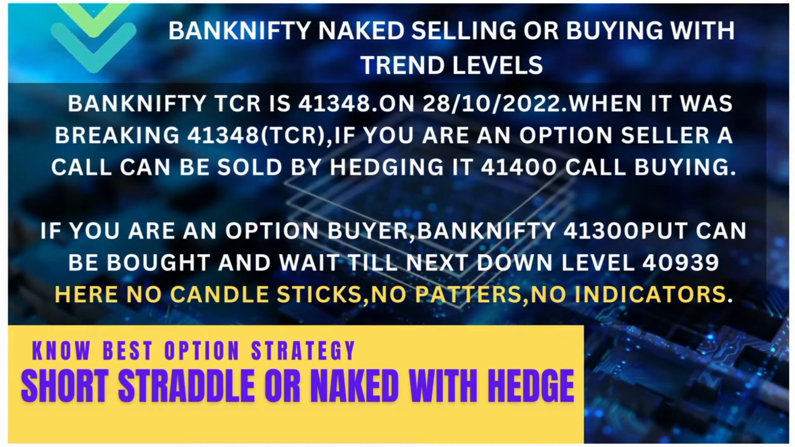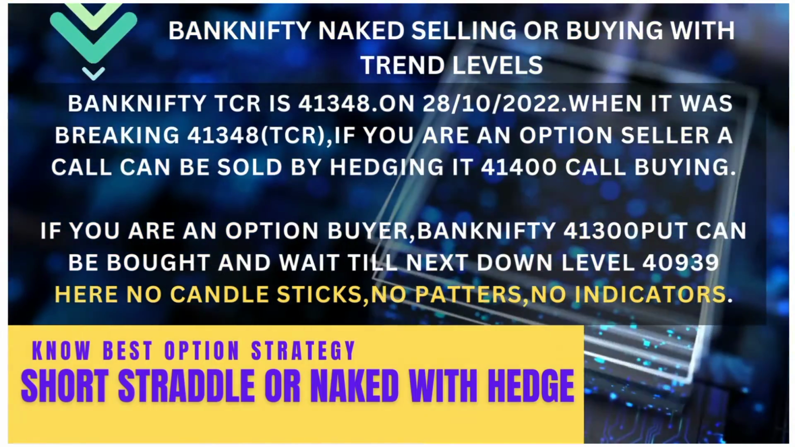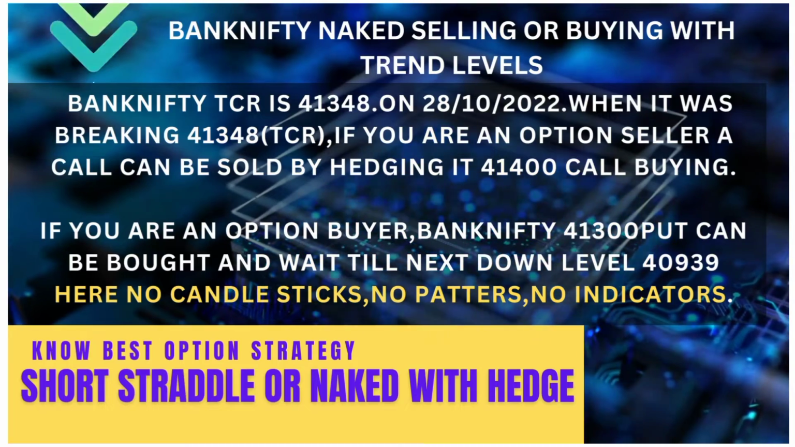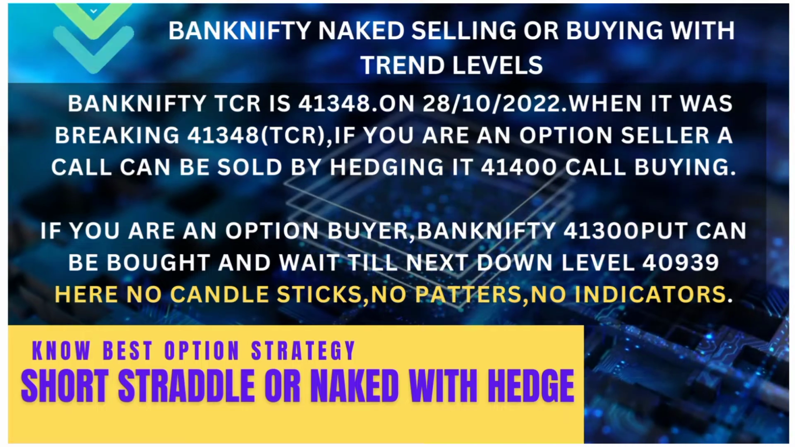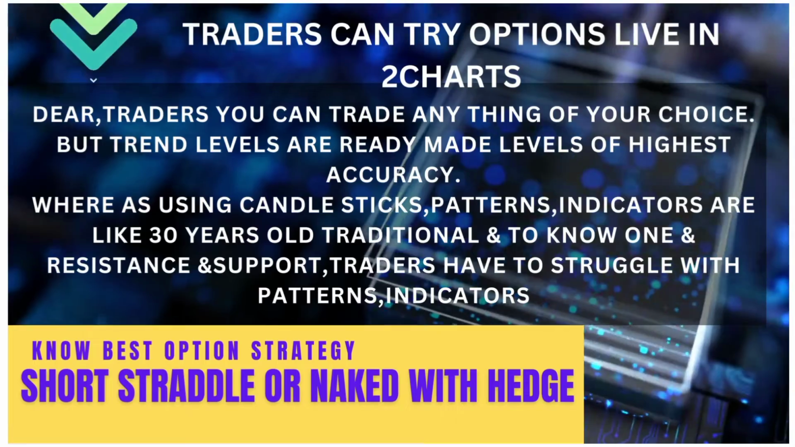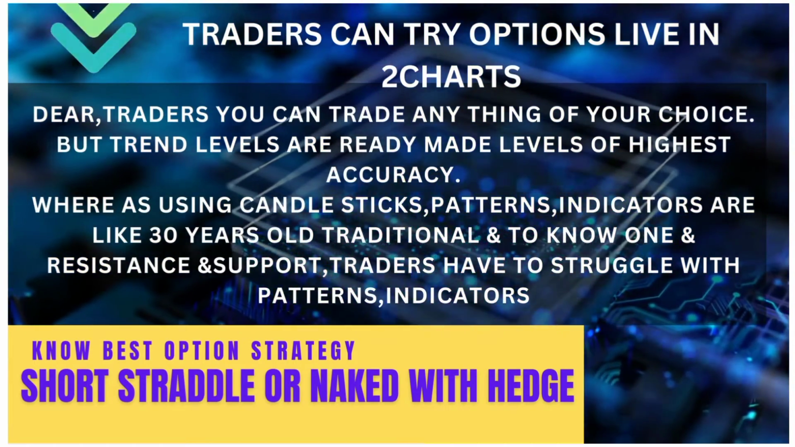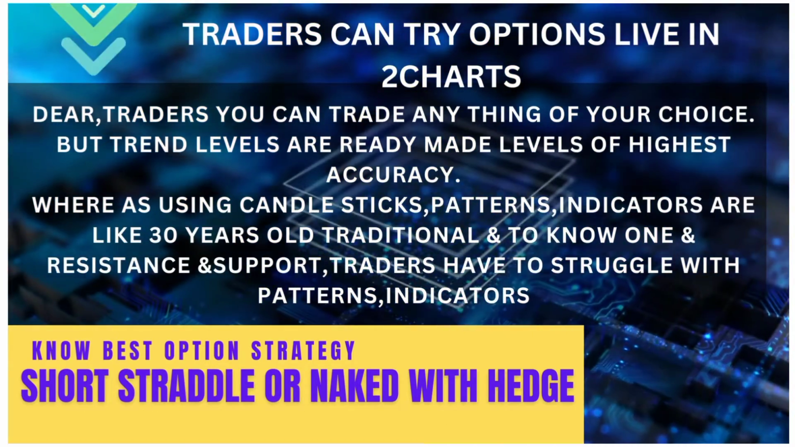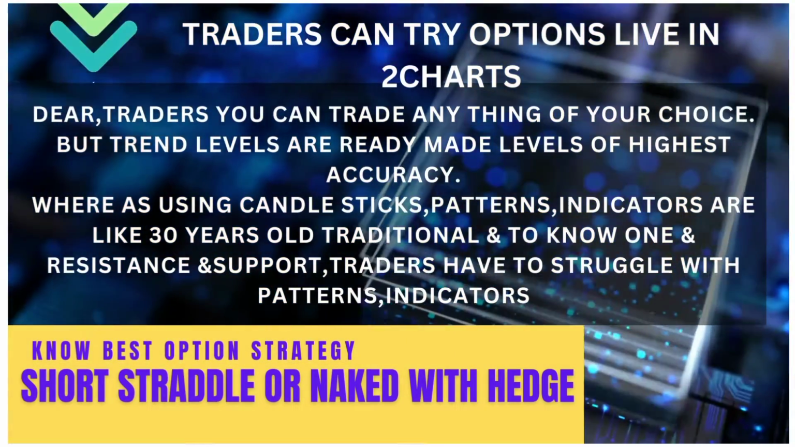But the only precaution to be taken is that with trend levels, if the level changes it will become sell, and if the level crosses it will become buy. So as a precaution you just add a buy or sell hedge. If you sell a put as your naked put selling, then you have to buy a put option of a lower level. Suppose you sell a call, then you have to buy a call of a higher level.